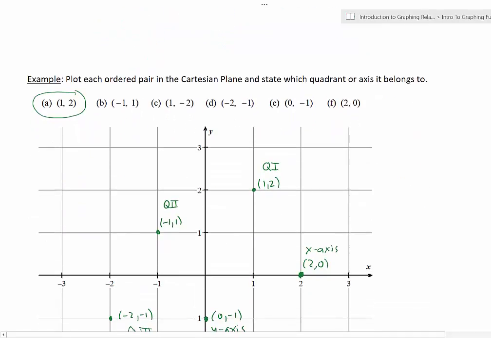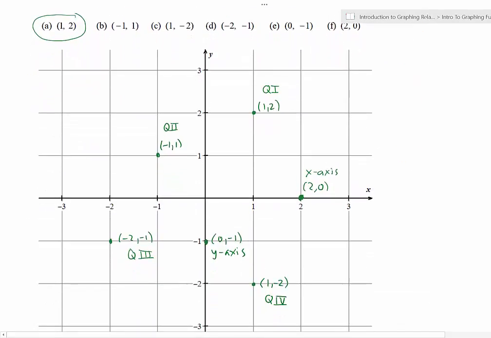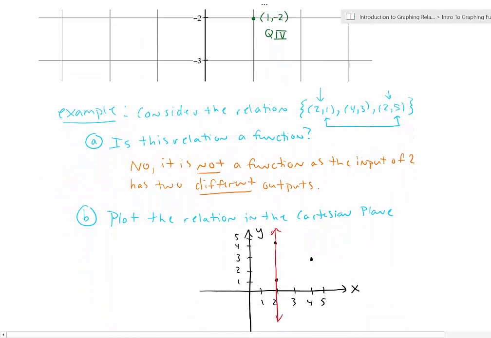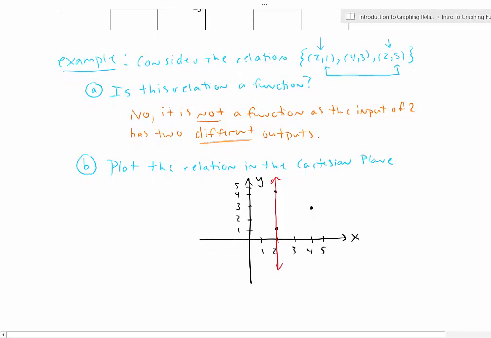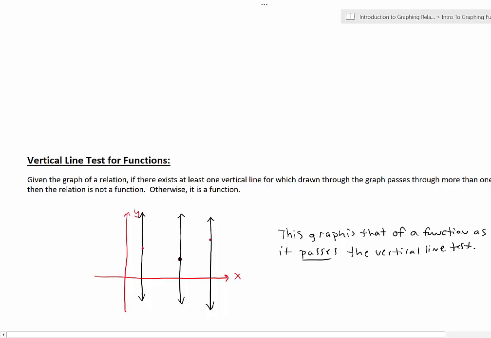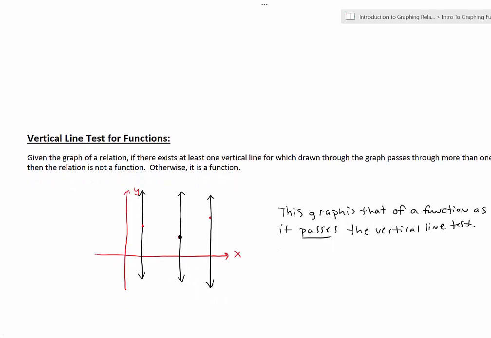We plotted some points here in this example, and then we looked at a situation which showed how the vertical line test would work, and we stated the vertical line test, right? Any vertical line drawn through a function should pass through the graph at most one time. If it passes through any point more than once, any vertical line, then you do not have a function. So that's about it. Stay tuned for more videos.